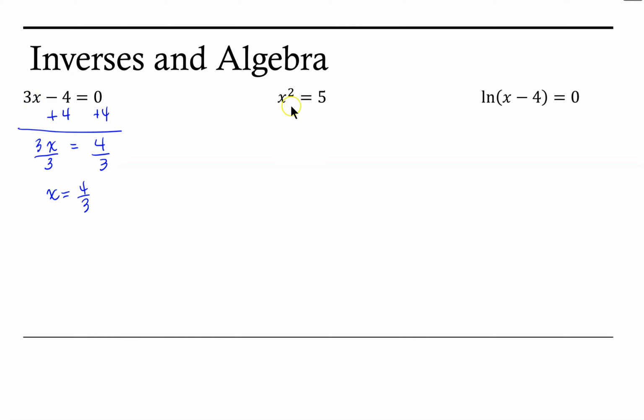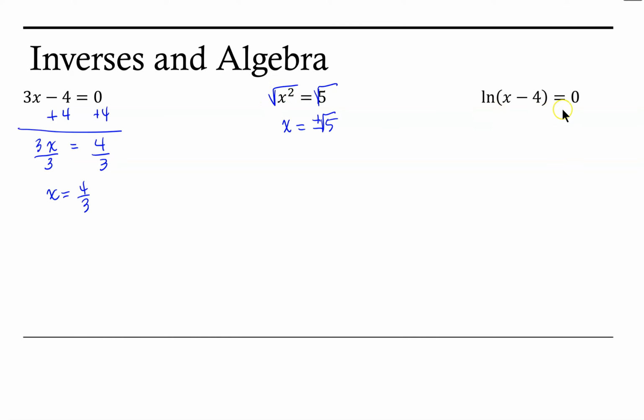Now, there are other types of inverses. For example, we have here x squared equals 5. If we wish to solve this equation, we would use the inverse idea for x squared. In other words, we would take the square root of both sides of this equation to end up with x equals plus or minus square root of 5. So the squaring function and the square root function are inverses.